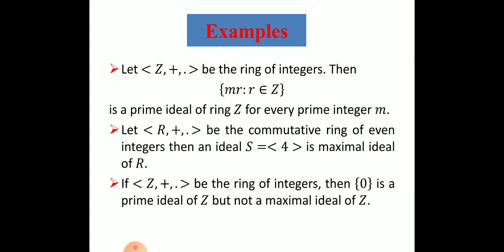And the next example, let us consider the ring of integers. Then singleton 0 is a prime ideal of Z, as Z is an integral domain, so the product of two elements is equal to 0 only if either a is 0 or b is 0. Singleton 0, meaning the null ideal, is a prime ideal of Z, but it will not be a maximal ideal of Z, because we can find so many ideals between 0 and the ring of integers. So these are some examples of maximal and prime ideals.